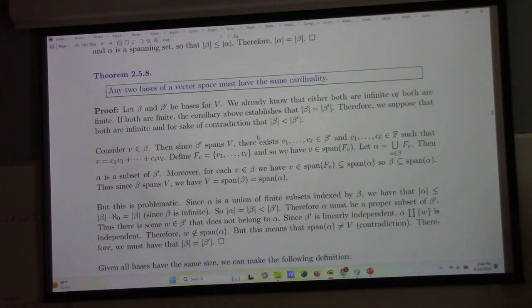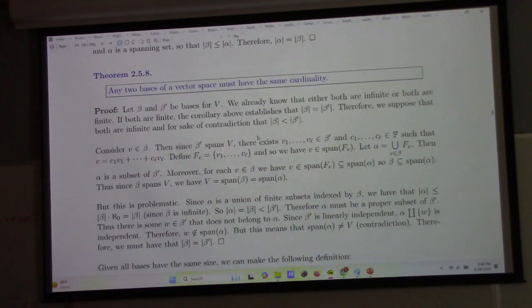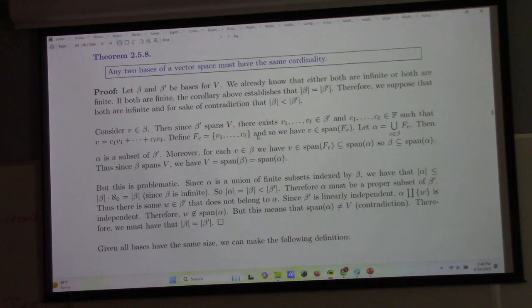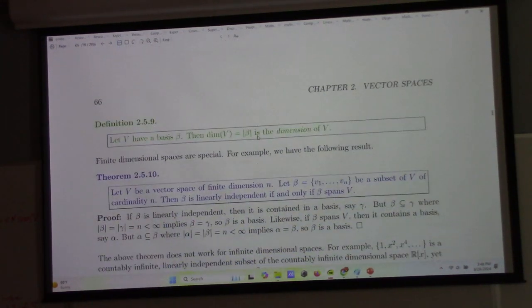I just want to point out to you that it is something that's true. Two bases for a given vector space have to have the same cardinality. All right? And that means that we can define the cardinality of the basis to mean something. What is it? Well, it is dimension. Let V have a basis beta. The dimension of V is the cardinality of the basis.